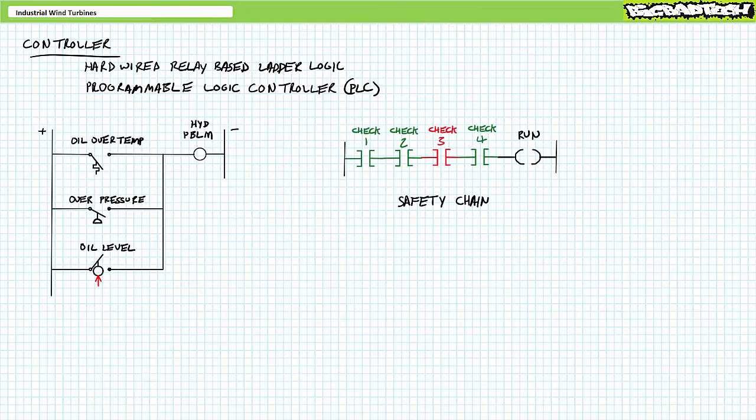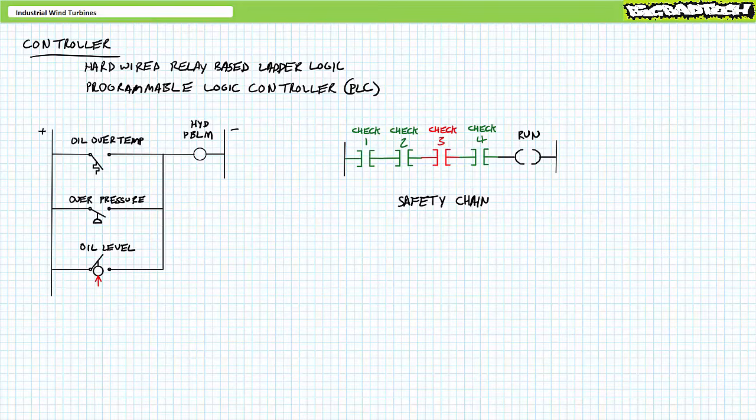Alternatively, a series wired safety chain could prevent the startup of some task until all necessary conditions in the safety chain have been checked and verified. If check 1, 2, and 4 are good, but check 3 is bad, the system will not run until check 3 is resolved. Various combinations of series and parallel inputs, as well as comparisons, loops, and other operations form the basic structure of a wind turbine controller.